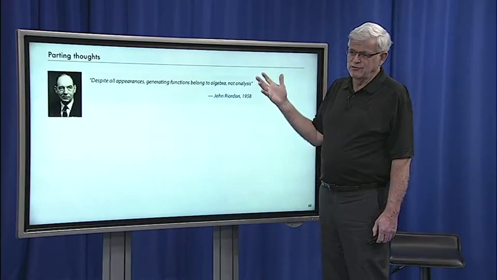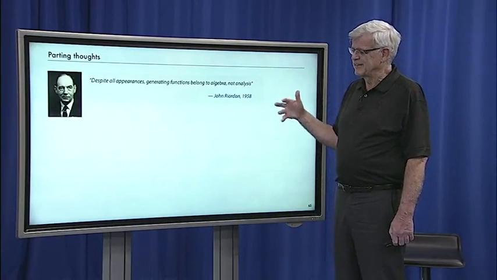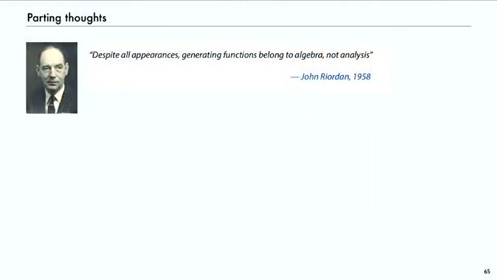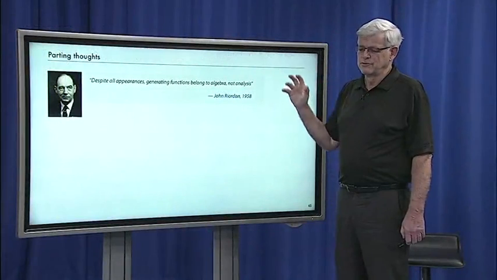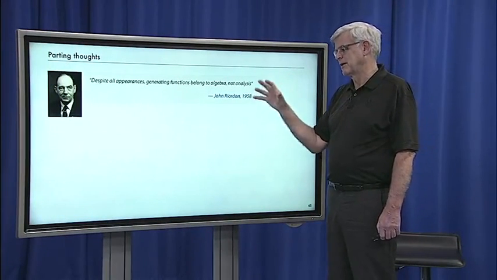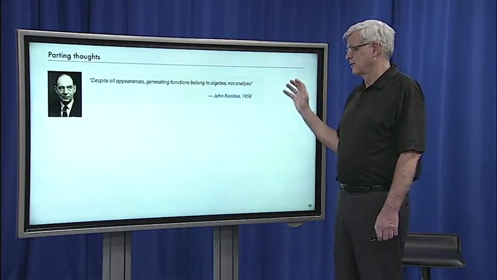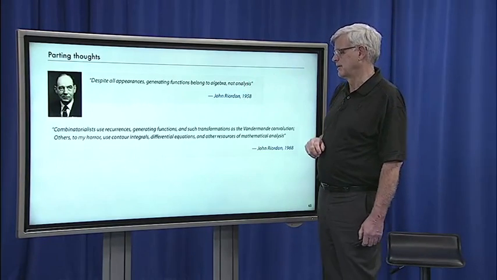I just want to finish with an idea that this approach to combinatorial analysis is controversial in some circles. For example, this is a quote from Riordan's book, which is a very important and influential book in combinatorics. And what he said is that generating functions belong to algebra, not analysis. So it's all about manipulating the generating functions and then setting coefficients equal to learn things about counting combinatorial objects.